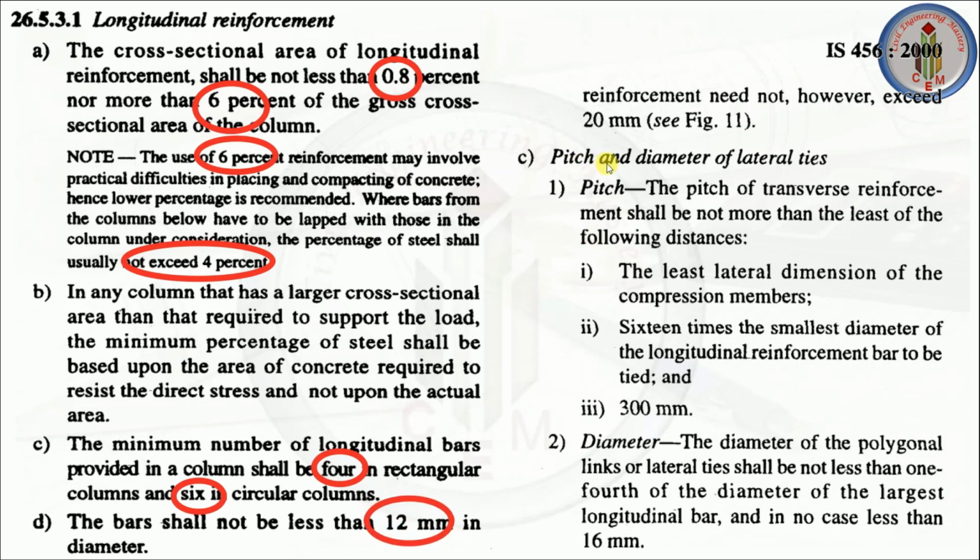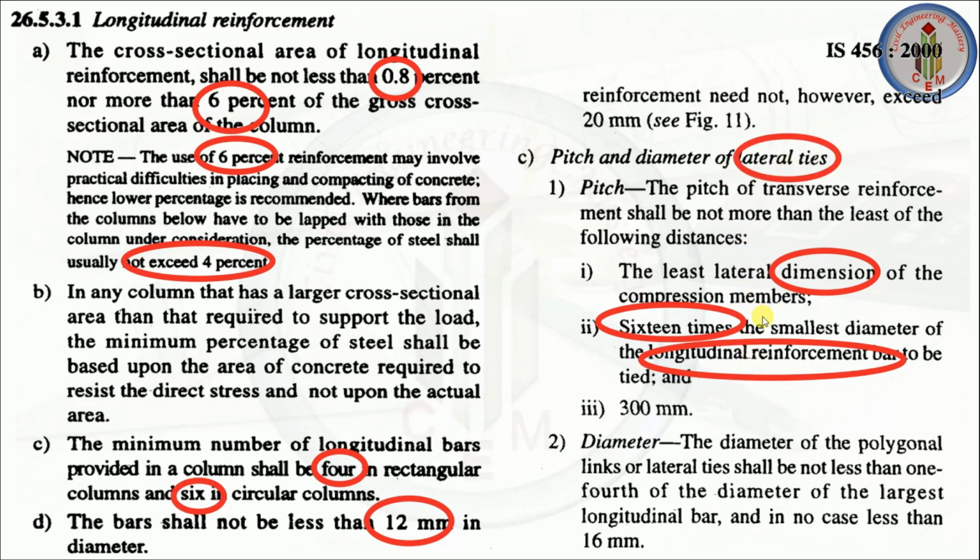Next, let's look into pitch and diameter of lateral ties. The pitch of transverse reinforcement, that is called lateral ties, shall not be more than the least of the following distances. So whichever is minimum among these three, we need to use that one. First one is the least lateral dimension of the compression member, that is column. Second, 16 times the smallest diameter of the longitudinal reinforcement bar, and the last one is 300 mm. So we need to use these three criteria to fix the spacing between lateral ties.